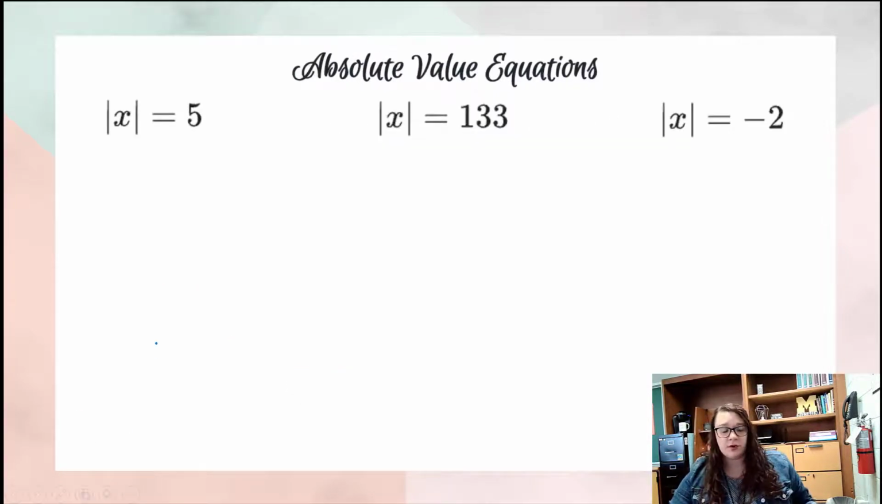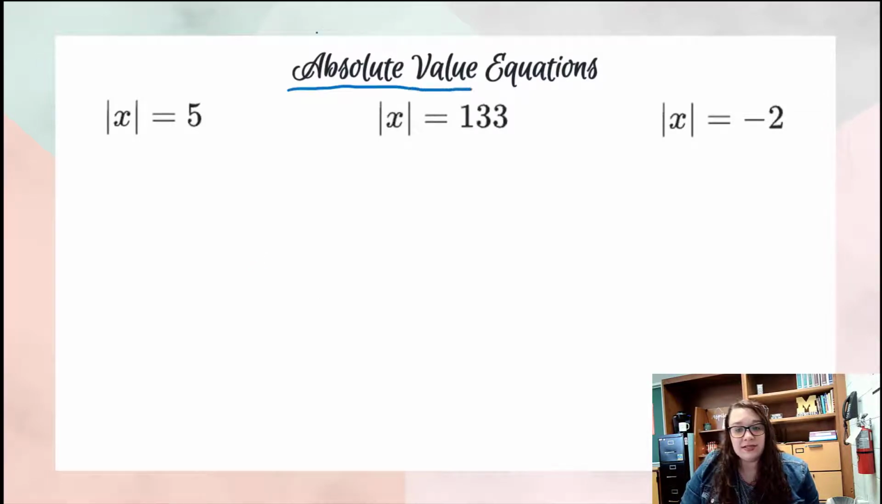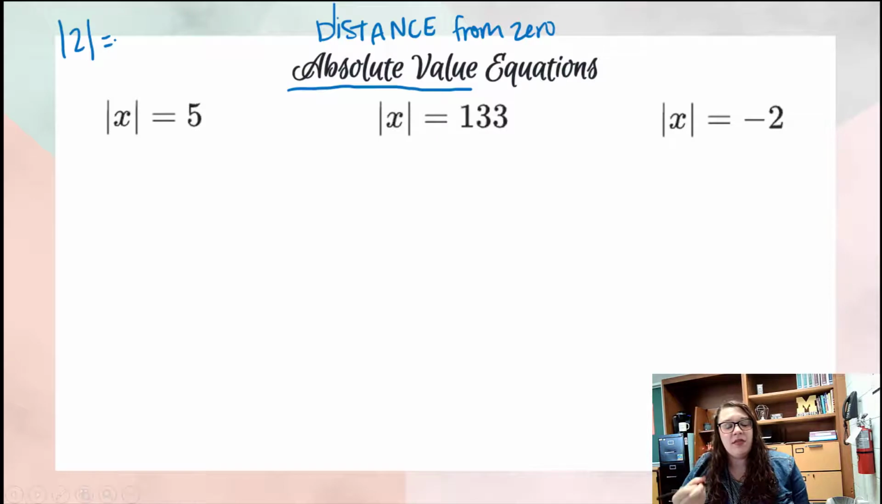Before I jump in too far, I want to remind you what absolute value means. Absolute value is a distance from 0. So we've actually seen these before, but not with equations. Like before, I would have given you absolute value of 2. And we think of that as how far away from 0 is 2. And that's 2 away. Sometimes I'd give you a negative in here, which would be the situation, how far away is negative 5 from 0? And it's still 5 away.